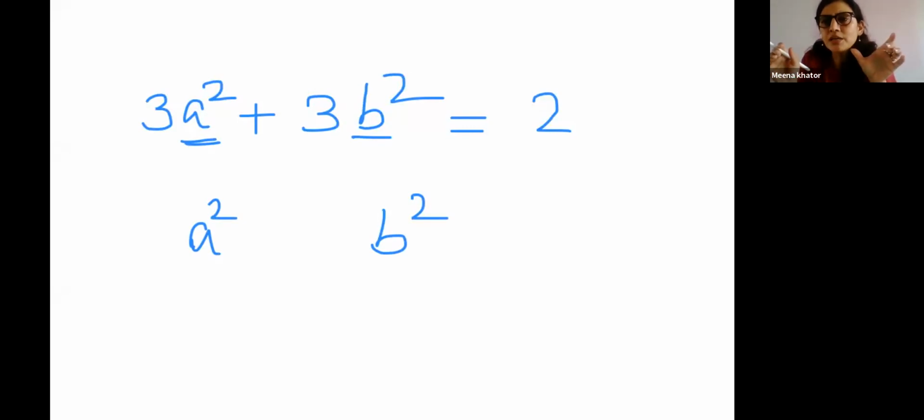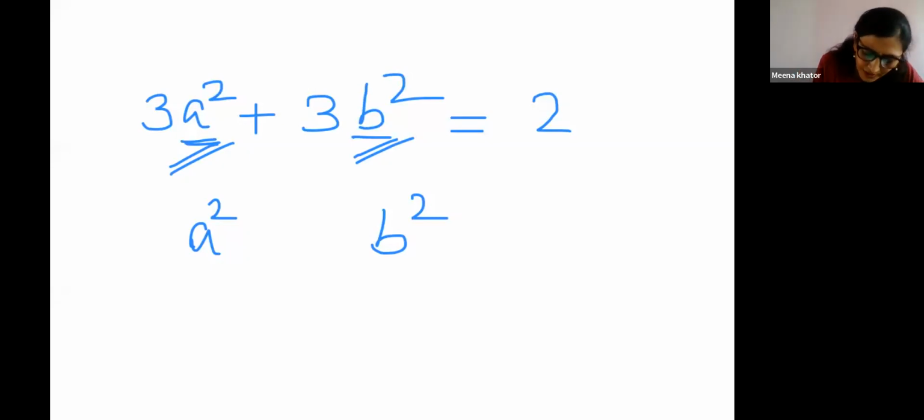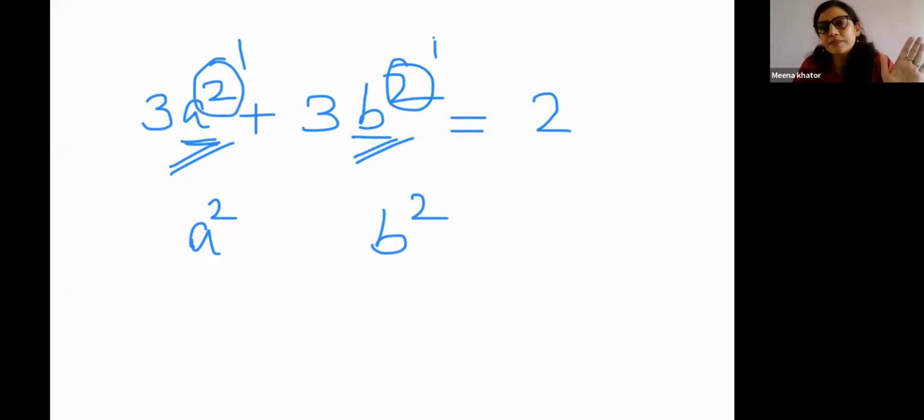In an equation, I repeat, if the variables are raised to any power other than 1, it is not called a linear equation. For an equation to be linear, the power of variables has to be 1 and only 1, nothing else. Clear to everyone? Any doubt, children, here?